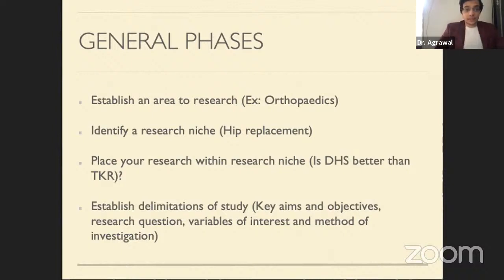Then you can establish the limitations of your study. You can state your aims and objectives, your research questions, any variables of interest, and any methods of investigation that you have. So this is a general phase of how you should move on with your introduction section, so that people understand exactly what you are referring to, what the current knowledge is, etc.